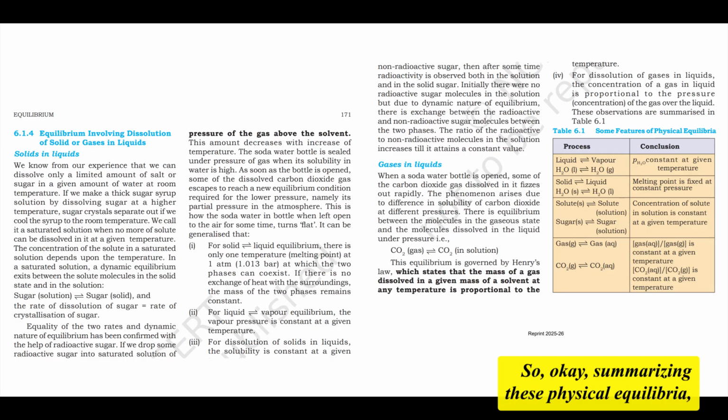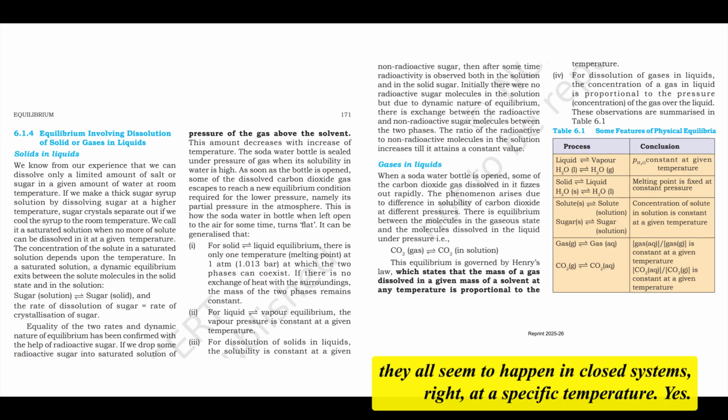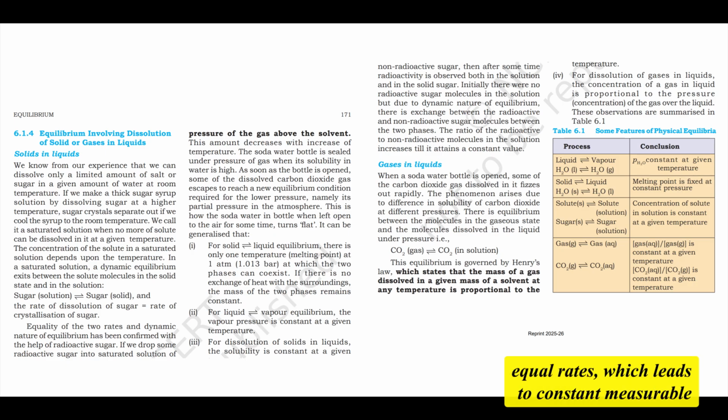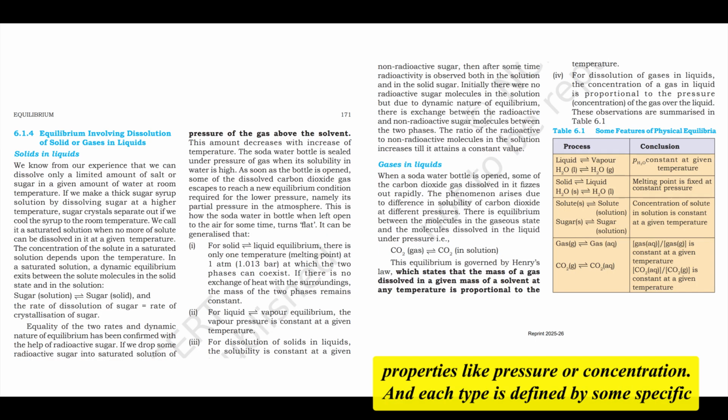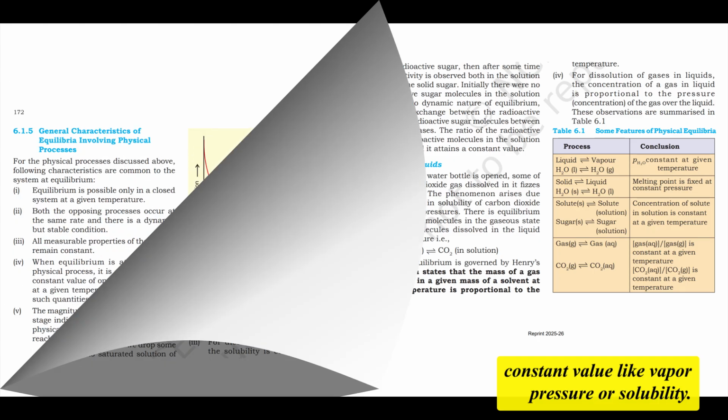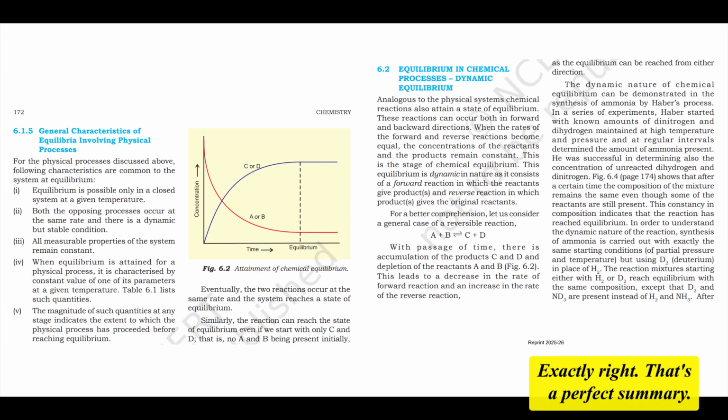So, okay, summarizing these physical equilibria. Yeah. They all seem to happen in closed systems, right? At a specific temperature. Yes. And they involve opposing processes happening at equal rates. Correct. Which leads to constant measurable properties like pressure or concentration. And each type is defined by some specific constant value like vapor pressure or solubility. Exactly right. That's a perfect summary.